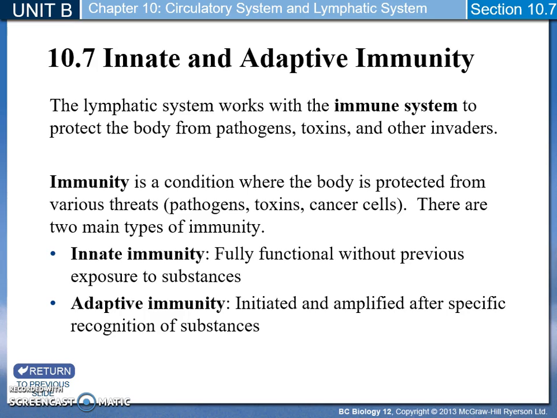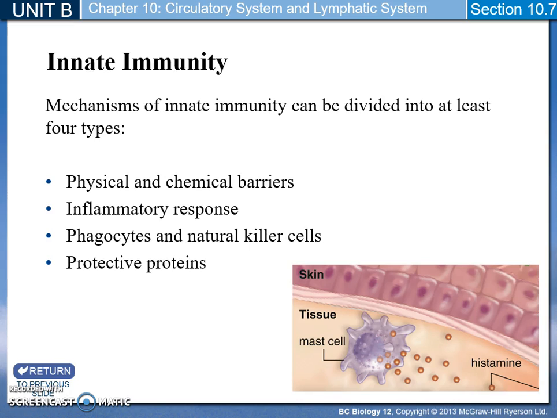First, we have innate immunity, and this is fully functional without any previous exposure to substances. So it just kicks in basically automatically with any types of threats. The adaptive immunity, however, is initiated and amplified only after specific recognition of substances. So we'll look at both of these. First, we'll have a look at innate immunity.